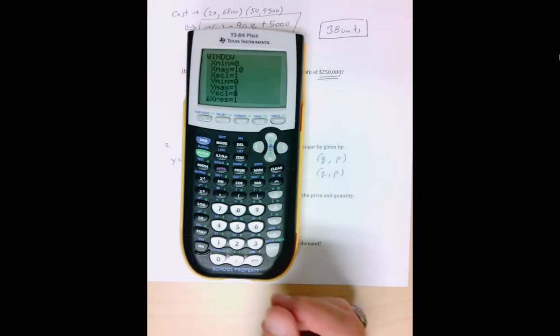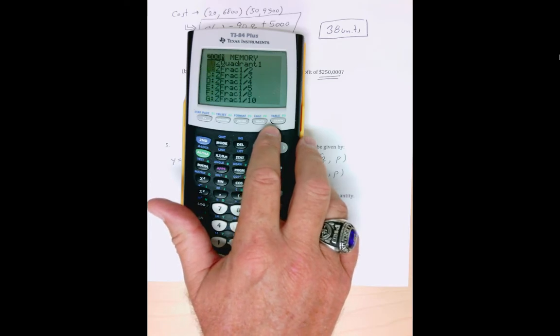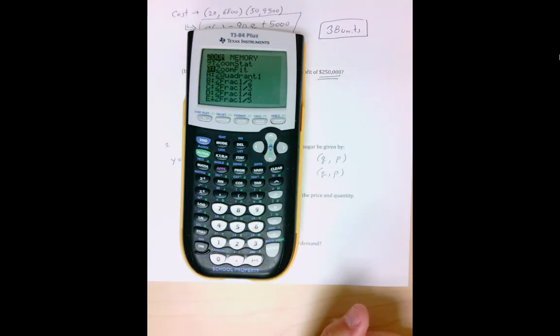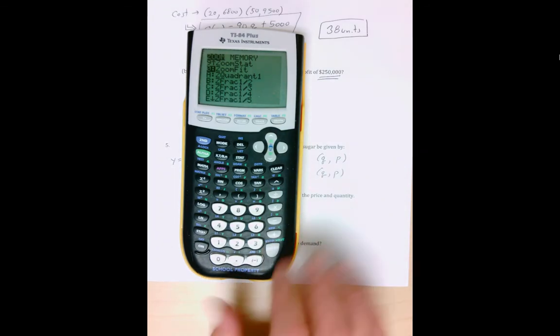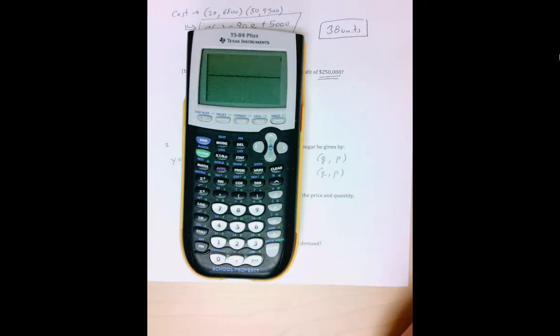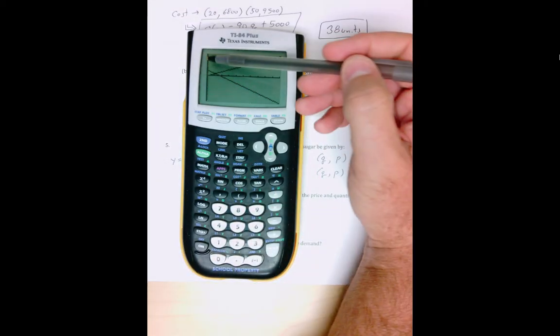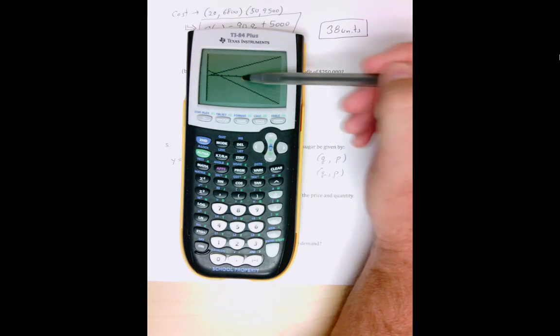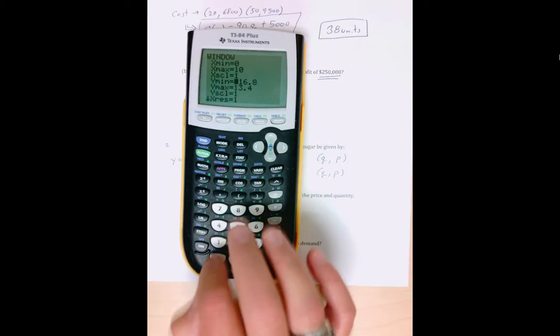Now, when I do that, I can go Zoom and come all the way down to Zoom Fit. What this is going to do is adjust my window according to the x's I've given. Now, guys, we may not get it right. I look at this and I think about my y's. My y is price, so I really don't need to be thinking about my y's that are negative.